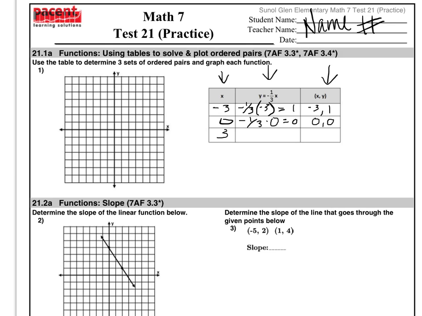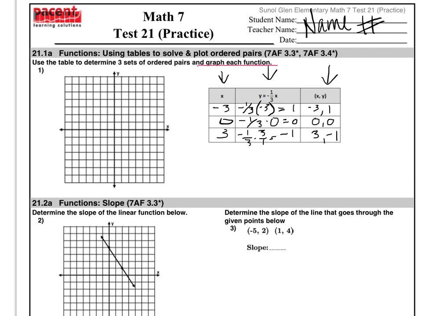And now I'm going to plug in a +3. So a -1/3 times a +3 is really a -1. And so the point that I found out is that when x is 3, y is -1. And now I have to graph the function because the second part of this says graph the function.